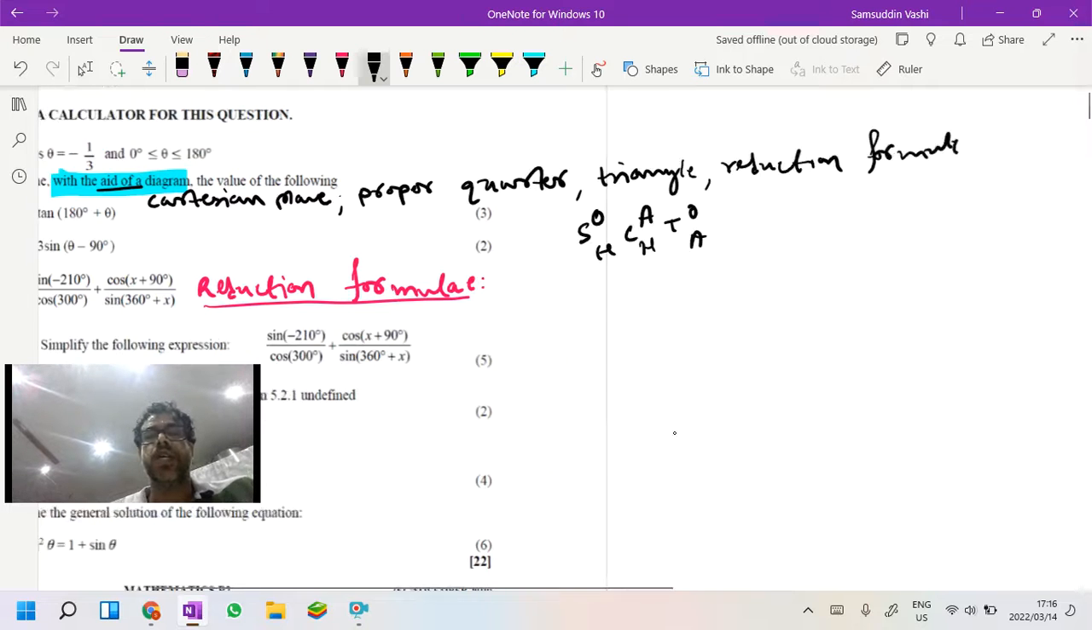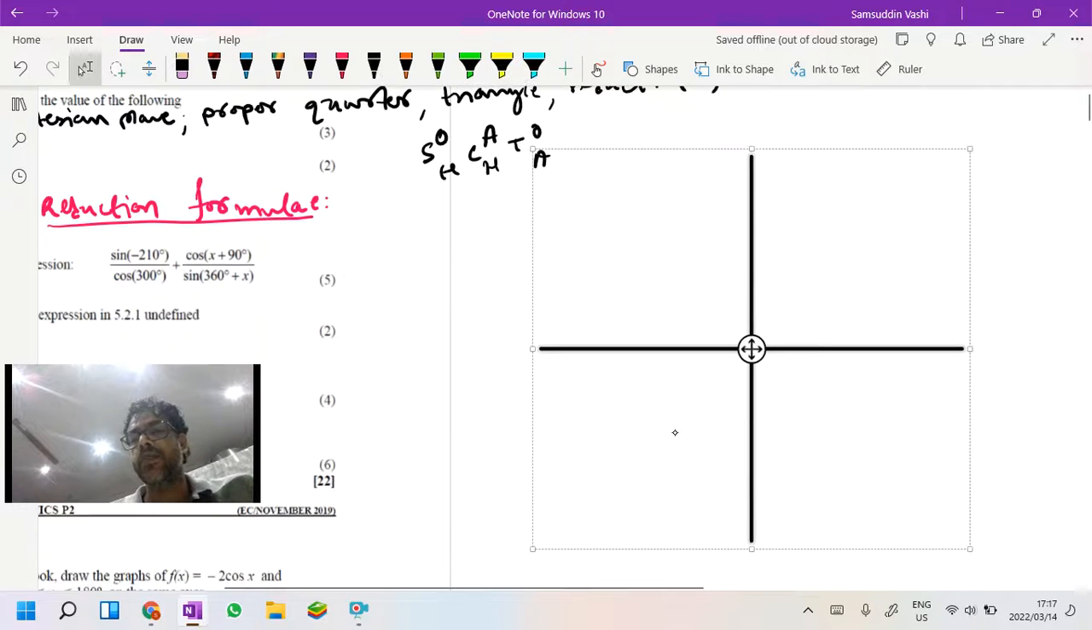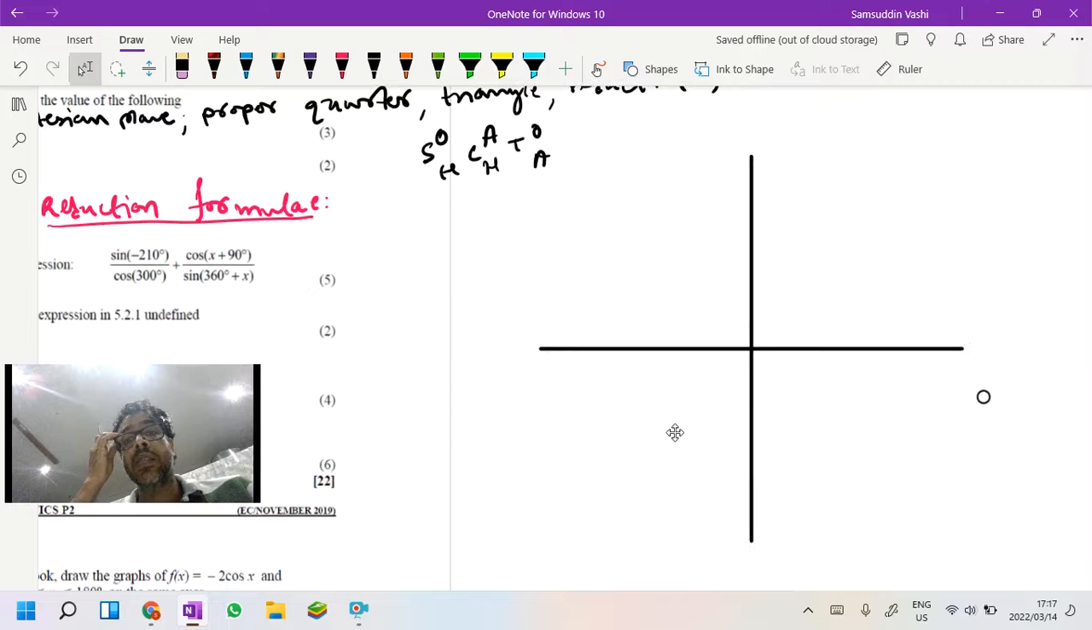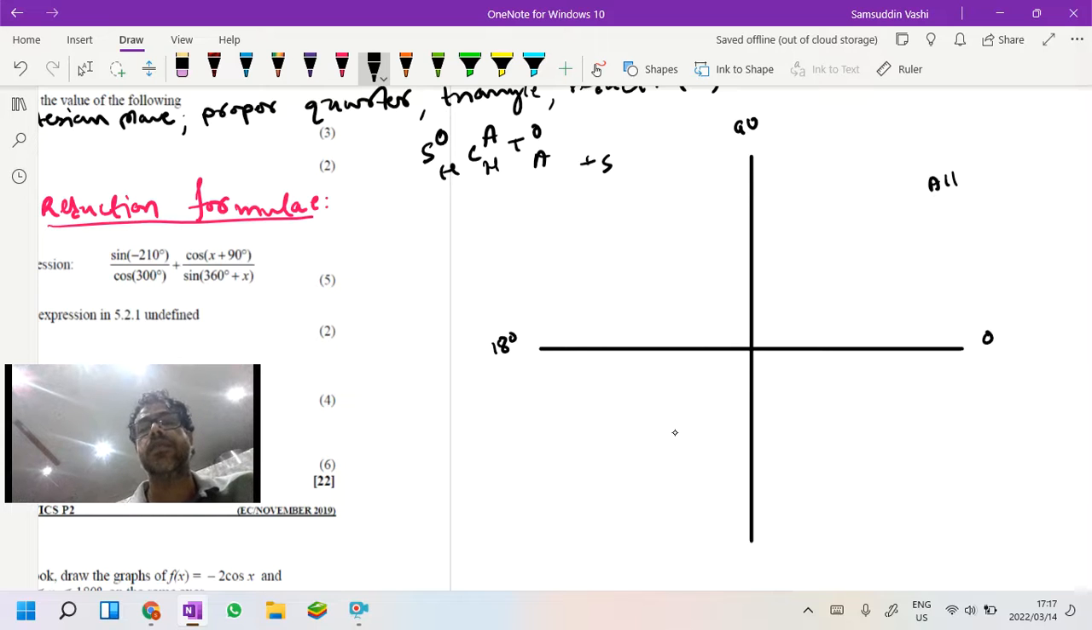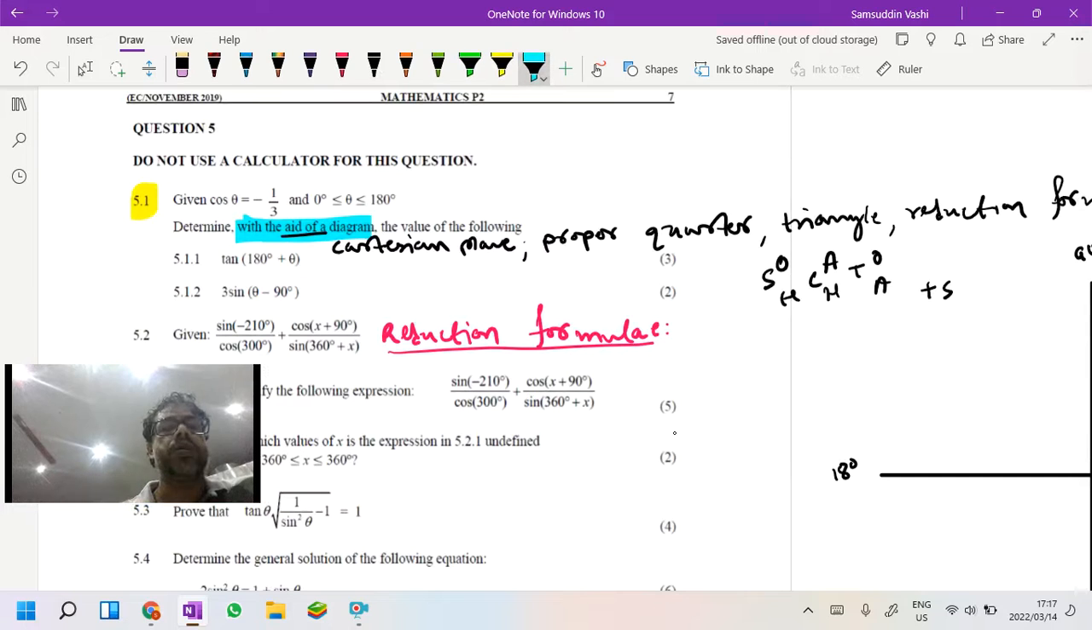To draw a proper triangle, let's draw the Cartesian plane. This is my Cartesian plane. It has got 4 quarters. So the first one is between 0 and 90, where all the functions are positive. Between 90 and 180, only sine is positive. Between 180 and 270, tan is positive, and between 270 and 360 degrees, cosine is positive. So these signs will help me to choose a proper diagram, a proper quarter.